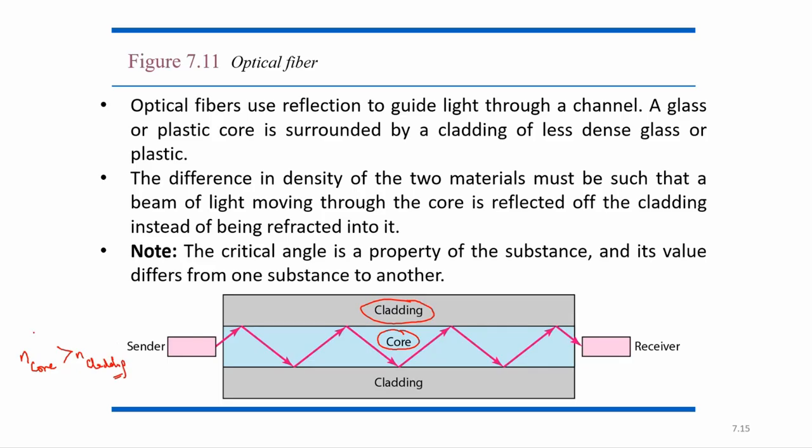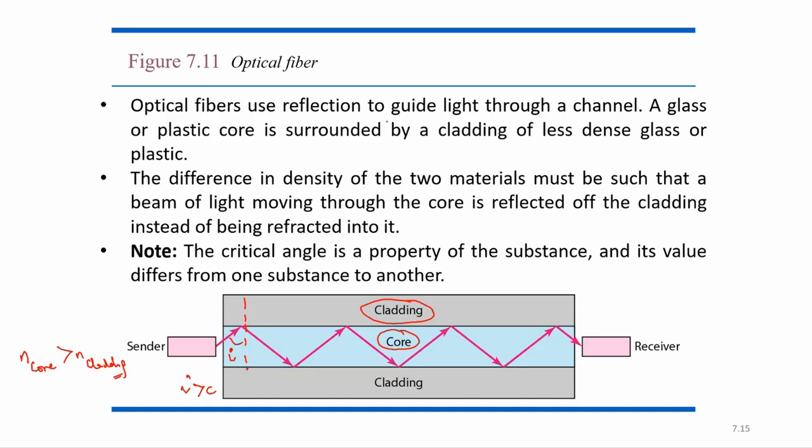So the refractive index of the core will be higher than the refractive index of the cladding. If this is the condition, and we send the light at an angle higher than the critical angle, then there will be a total internal reflection and the light will be sent through the core to the receiver side. The same light will be received and converted from light to the original signal. So this is the basic idea of the optical fiber.